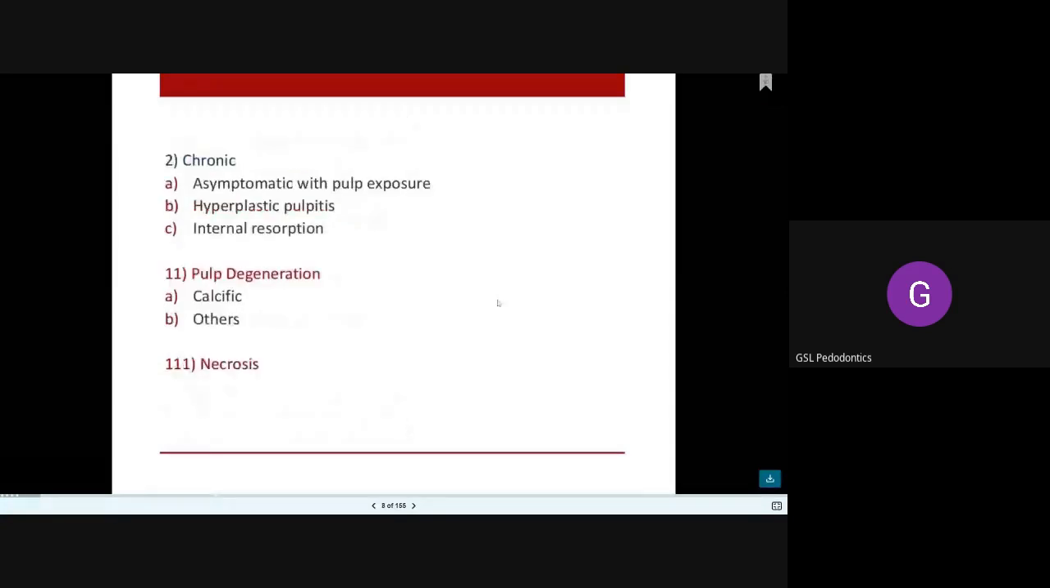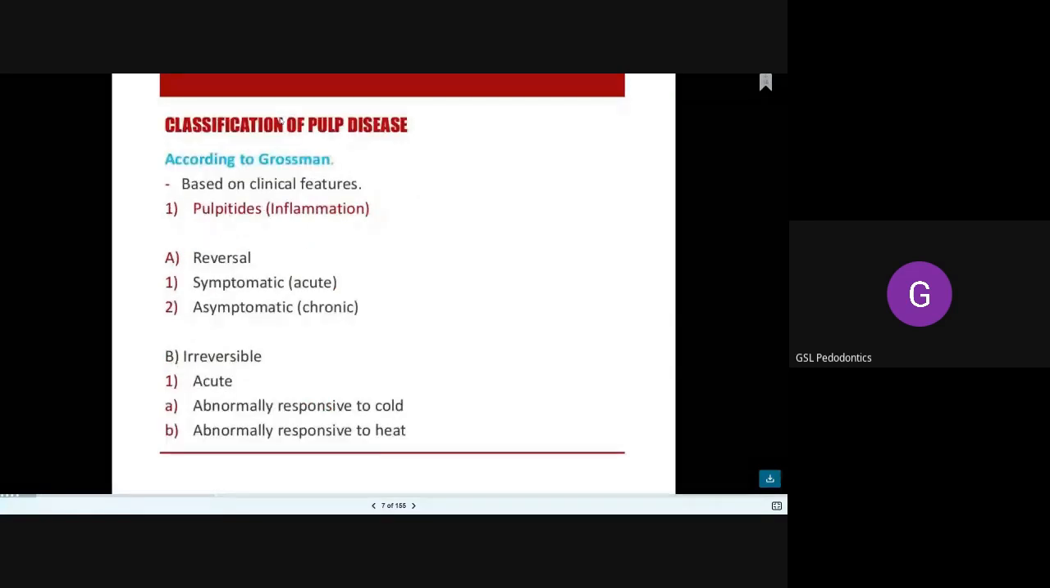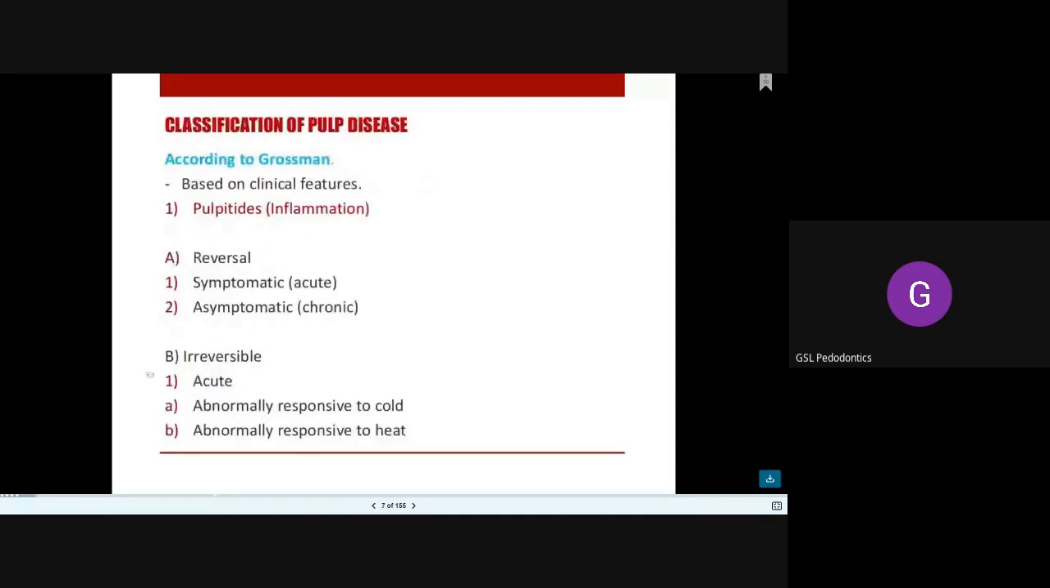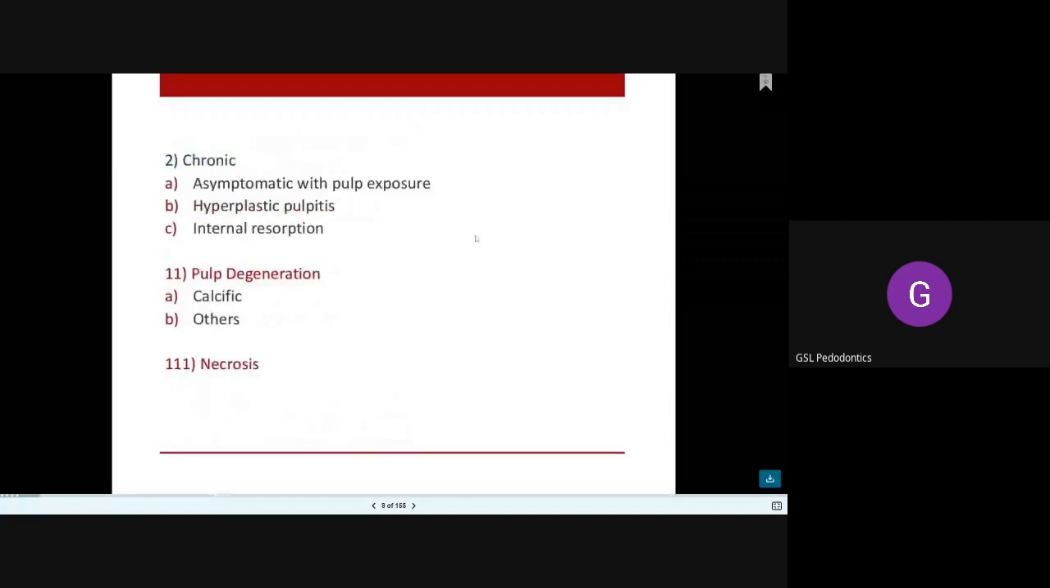Second, you have chronic. Under chronic, you have the asymptomatic type, where you don't have any symptoms, but the pulpal exposure is clearly seen. Next is hyperplastic pulpitis, which is a chronic inflammation of the pulp, and the third one is internal resorption. So based on the clinical features, you have pulpitis, reversible and irreversible. In reversible, you have acute and chronic. In irreversible, you have acute and chronic. In acute, you have abnormally responsive to cold and heat. In chronic, you have asymptomatic, hyperplastic pulpitis and internal resorption.